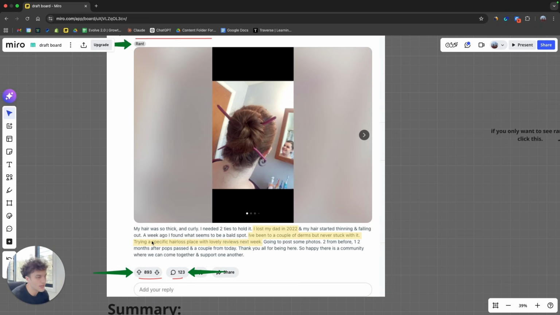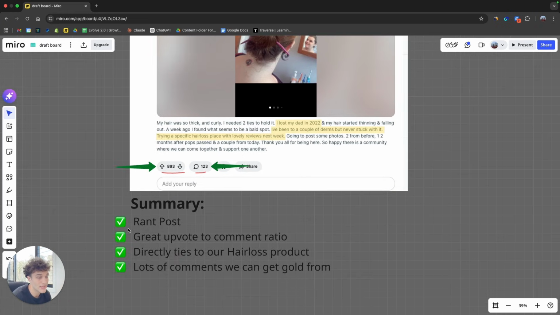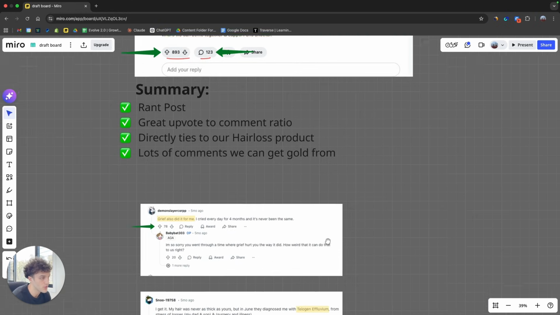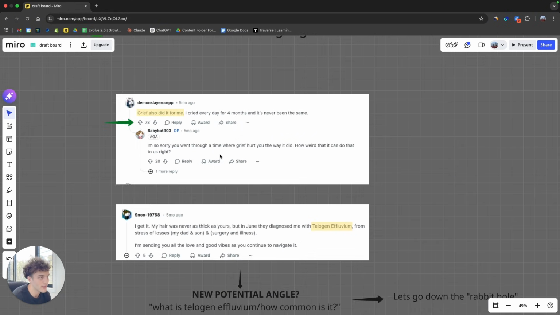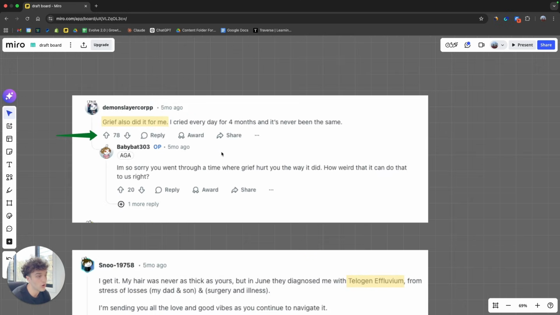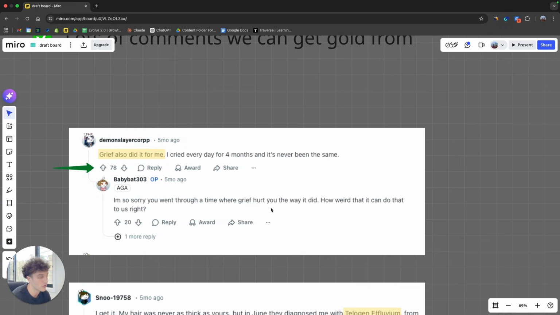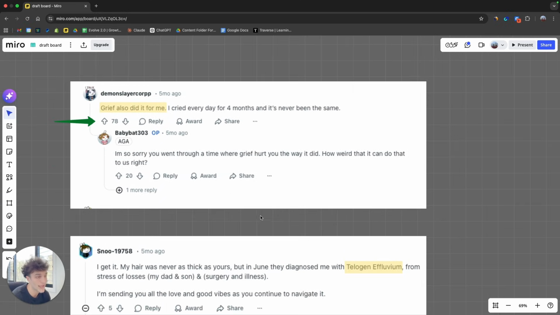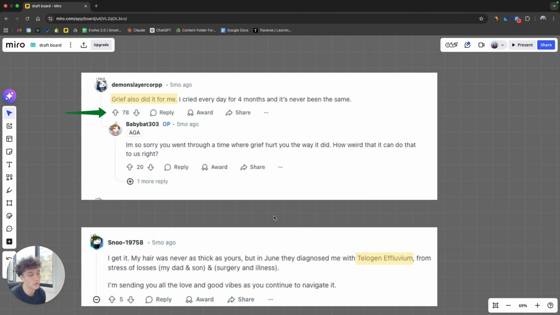But you can see here how this is more of a rant style post. Great upvote to comment ratio, directly ties to the hair loss product. And then going through the comments here, this is where the true gold was found for me on this specific avatar. So, hair loss as an example, if we're able to call out grief, if someone's just lost someone and they're noticing signs of hair loss, that is significantly more specific than just saying, if you suffer from hair loss, watch this.